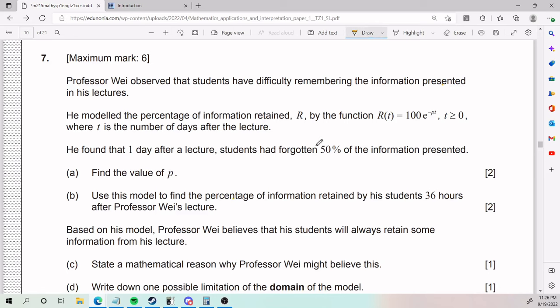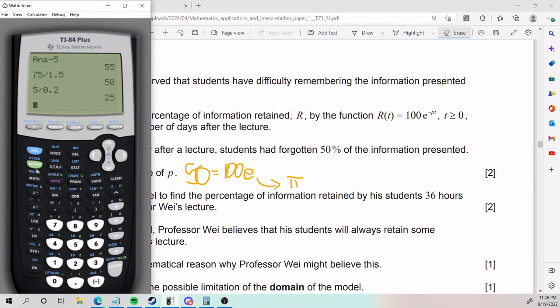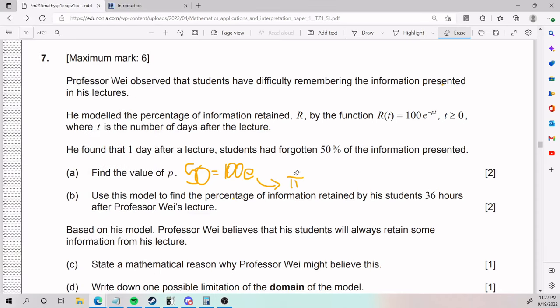So for part A, I'm going to plug in the information. R(T) is already in percent because he modeled it as a percentage of information retained. So that actually allows me to plug in 50 like this. Careful with that. It's an important detail. 50 equals 100 times E. E is just a value, similar to pi. It's in my calculator. It exists. If you want to look at it, it's actually over here. E is 2.71. So E is something that we know, to the power of negative P times T, which we said was 1.